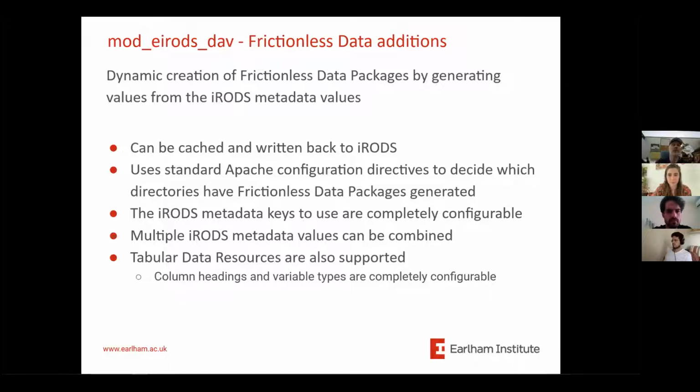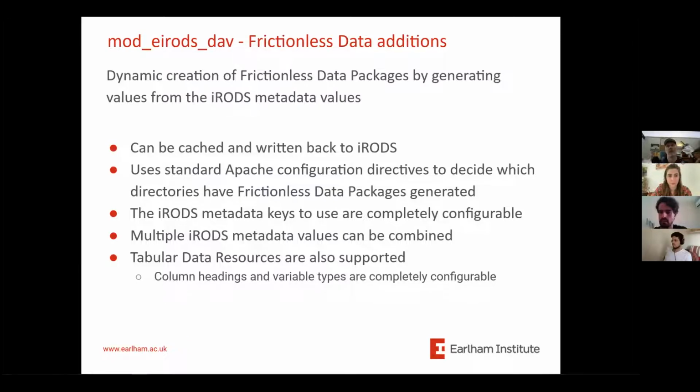And it's all completely configurable, because we can't go to people and say, hey, we've got this great system for generating frictionless data packages, but you have to use these iRODS metadata keys to do it. That wouldn't work. So you can just write a little properties file saying, okay, take these metadata values from iRODS and convert them into these frictionless data values. And it can amalgamate values together.